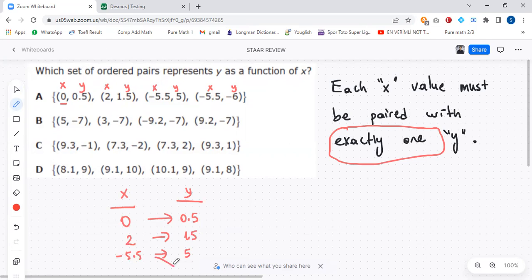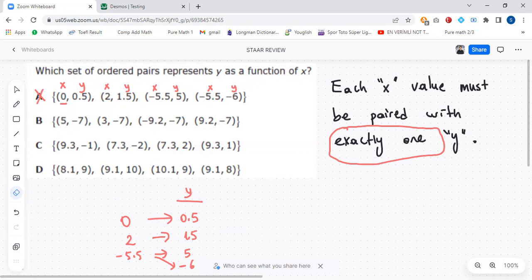It's also paired with negative 6, right? So guys, as you can see, this x value is paired with two different y values. So our definition tells us that each x value must be paired with exactly one y value. So that's why A is not a function.